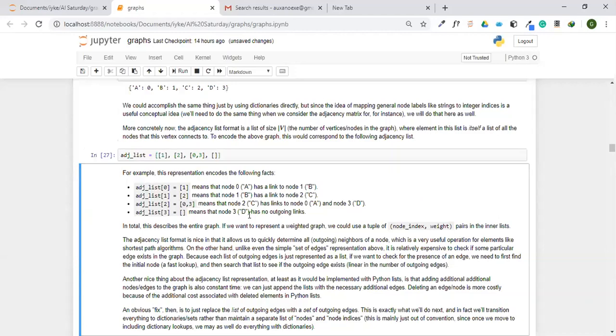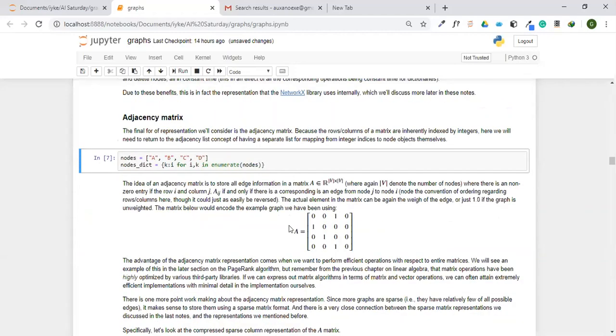Now, in the adjacency matrix, remember what we tried to do is represent the nodes and the edges and the magnitude within a square matrix, where we have the nodes both as columns and as rows. So we ended up having something like this.